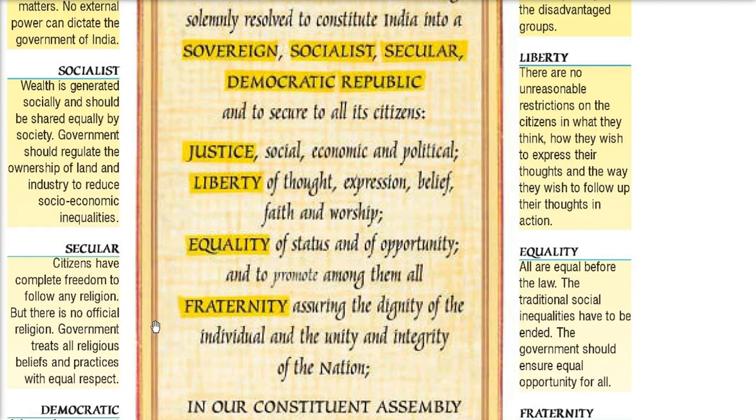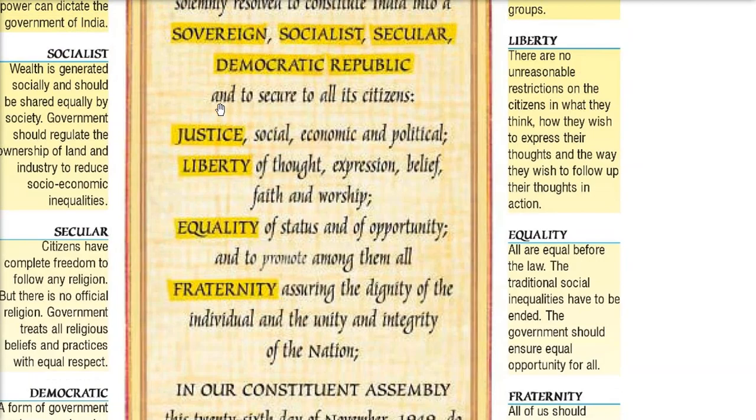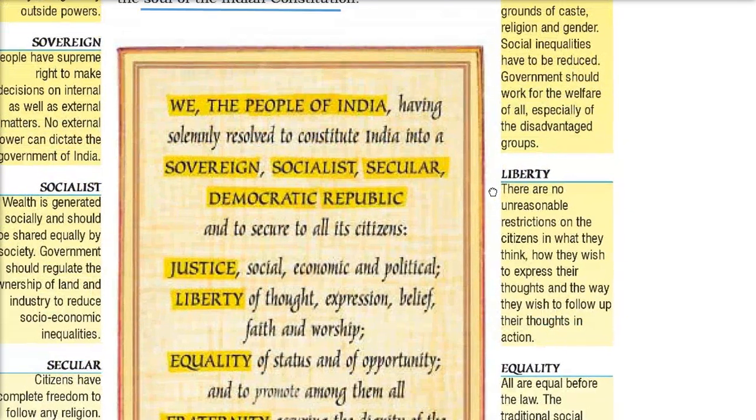Then comes the democratic republic. Democratic means the form of government where people enjoy equal political rights, elect their rulers and hold them accountable also. That is, the rulers are answerable to the citizens. The government is running according to some basic rules. And to secure to all its citizens justice.